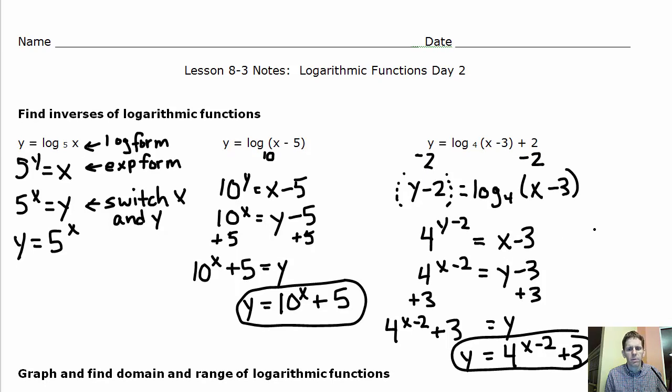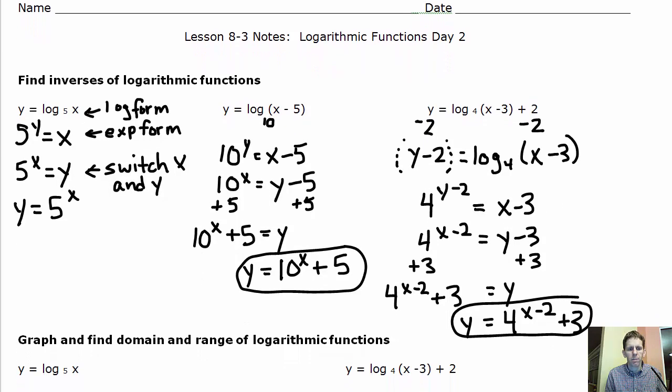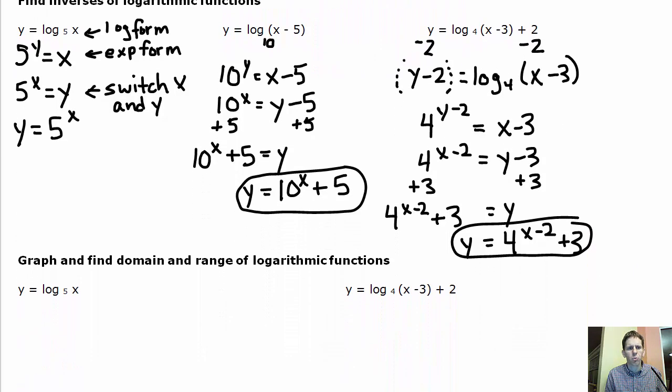Now let's graph some logarithmic functions down below here. And to graph logarithmic functions, we're actually going to use the inverse functions that we found up above here. So to graph the function y equals log base 5 of x, I'm actually going to suggest doing this first. Graph the inverse, which is y equals 5 to the x power.